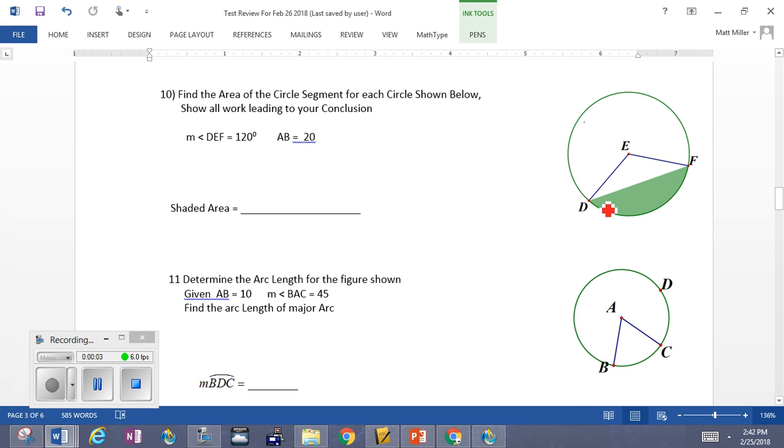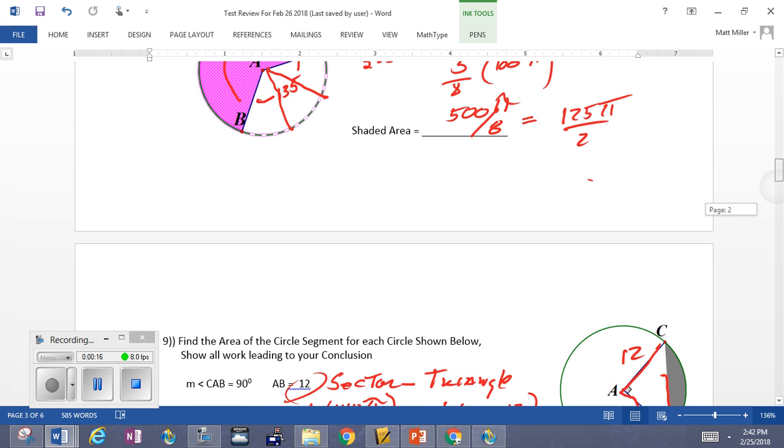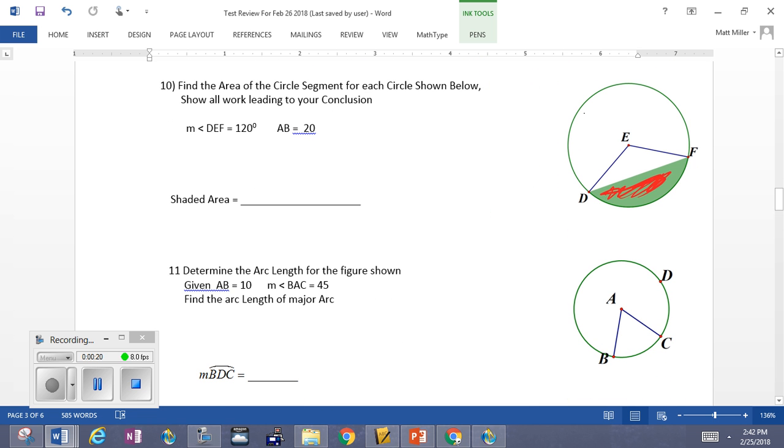Alright guys, here we got another problem finding this segment of the circle. Again, just like what we did in the previous problem, we have to find the area of the sector minus the triangle. So, what do we got here?